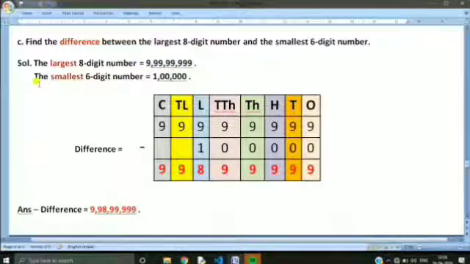Next, the smallest 6-digit number, whenever the word smallest comes, we always start from 1 and then insert the number of zeros to get the required digit number. The smallest 6-digit number will be 1 lakh. Now here we have to find the difference on placing the largest 8-digit number and smallest 6-digit number in our table. As per the heading and the place value, we will have the representation as follows.